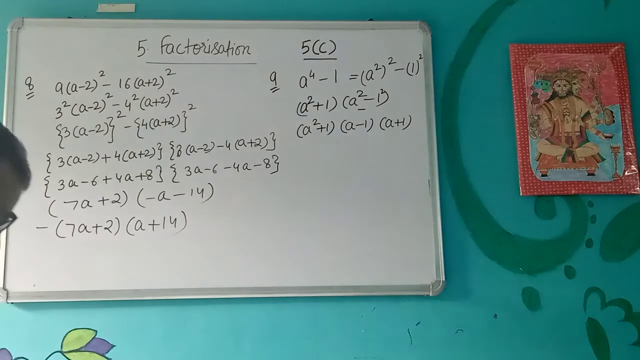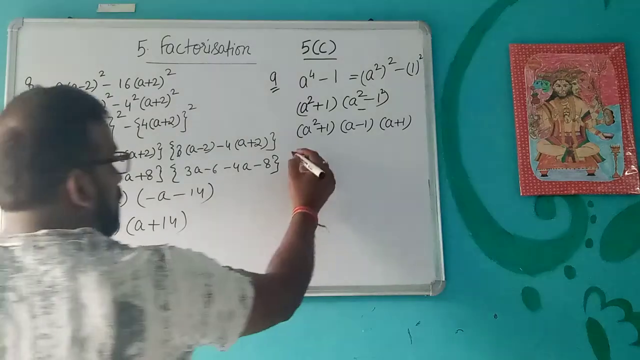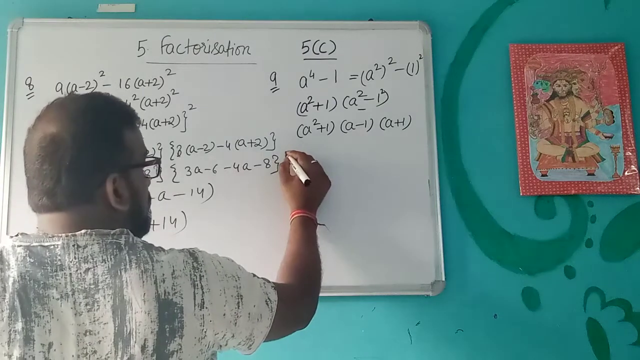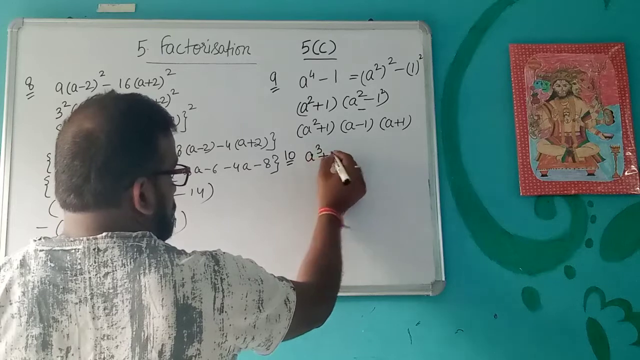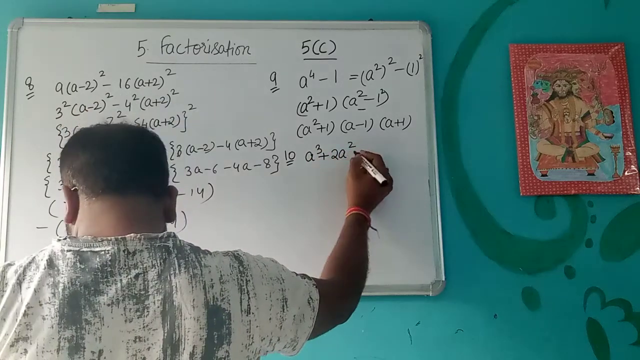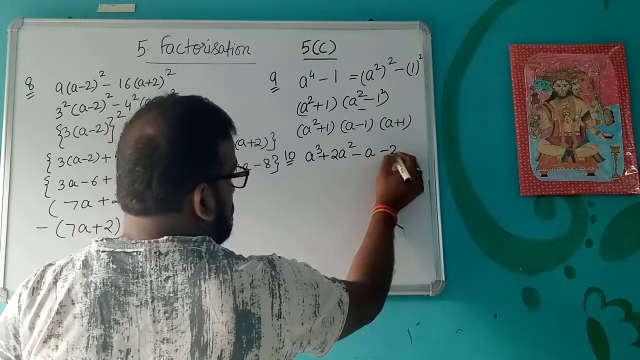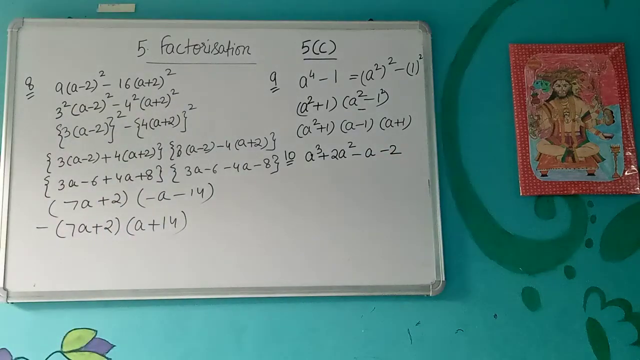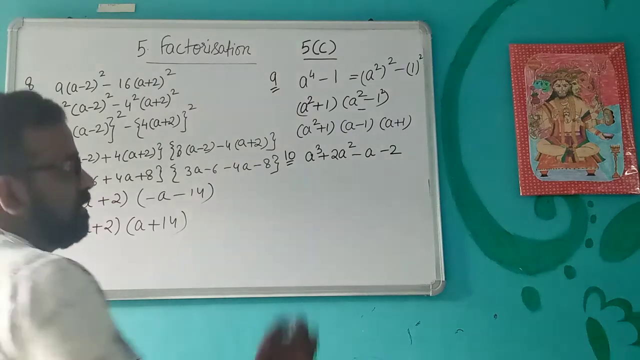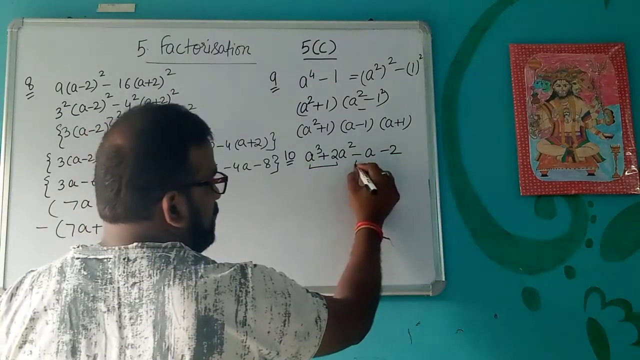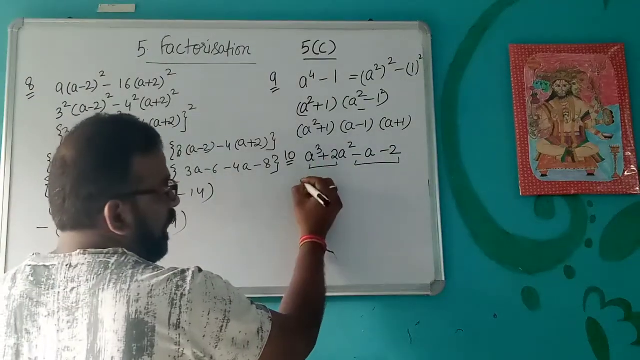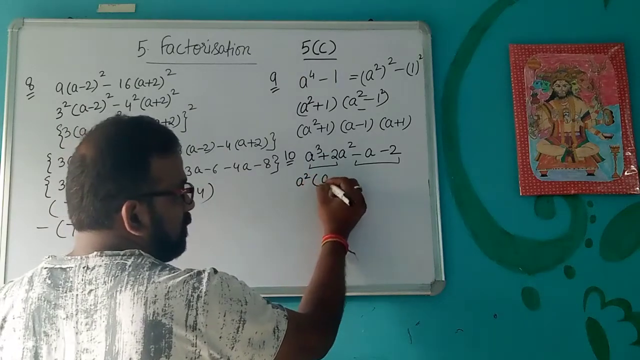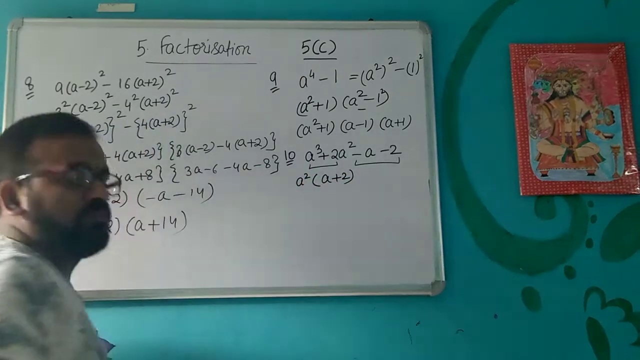Now moving on to some different kind of problems. Let's see this problem: a cube plus 2a square minus a minus 2. Okay. So the very first thing that we will do in this, we will make the groups. Since we cannot take anything common, first we will form the groups. So in this, I will take a square as common. It will be a plus 2.